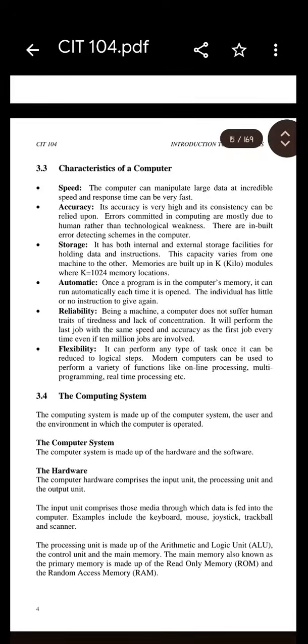Flexibility. A computer can perform any type of task. The computer does not become tired; that is for reliability. For flexibility, a computer can perform different tasks when those tasks can be reduced to logical steps. Understand? When they can be reduced to logical steps, it can perform plenty of tasks at the same time. Modern computers can be used to perform a variety of functions like online processing, multi-programming, and real-time processing.